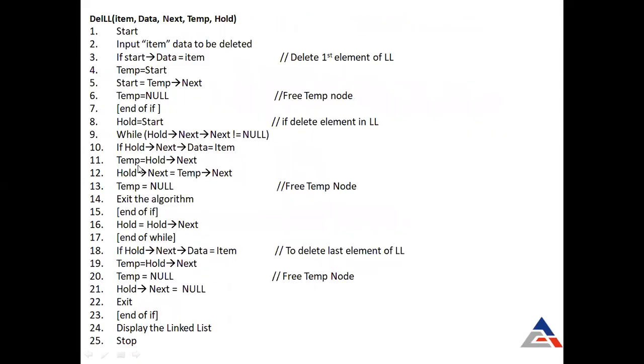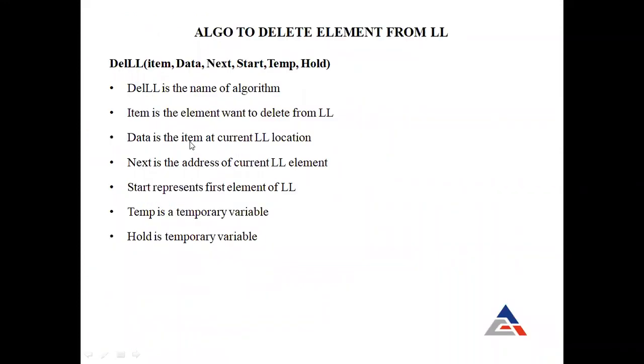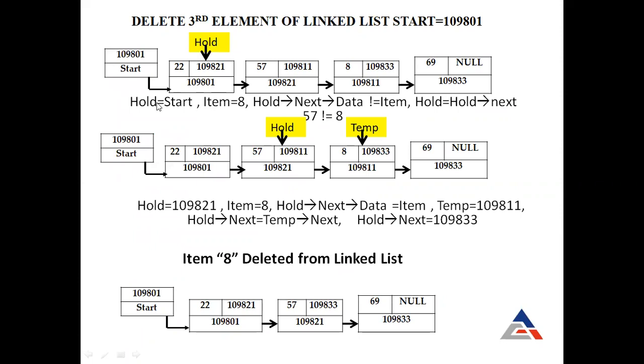Right. Then I put a loop over here to find it, while hold of next is not equal to null. So hold is equal to start. Item is 8. 8 means the item I want to delete. And hold of next of data is not equal to item. This is hold, and hold of next is this one, the second node. And the data of this one is 57.